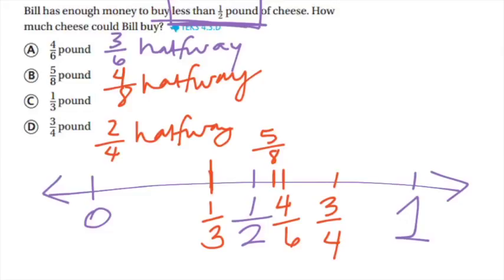Now I can look at my number line and I can figure out which one of these is less than 1/2. Well, look, here's our 1/2, and I only have one fraction that's less than that, and that's 1/3. So answer choice C is the answer. Go ahead and jot that down.